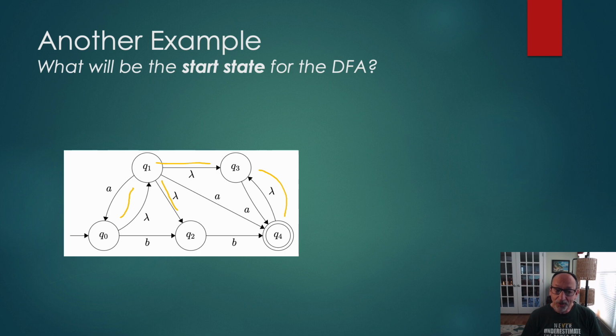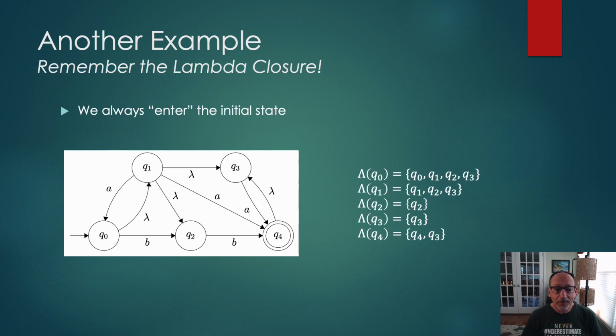So the start state we're going to use isn't just Q0. It is Q0, Q1, Q2, Q3, because the lambda closure of Q0 is those 4 states. I use the capital lambda letter for the lambda closure. So the lambda closure of Q0 is Q0 through Q3.